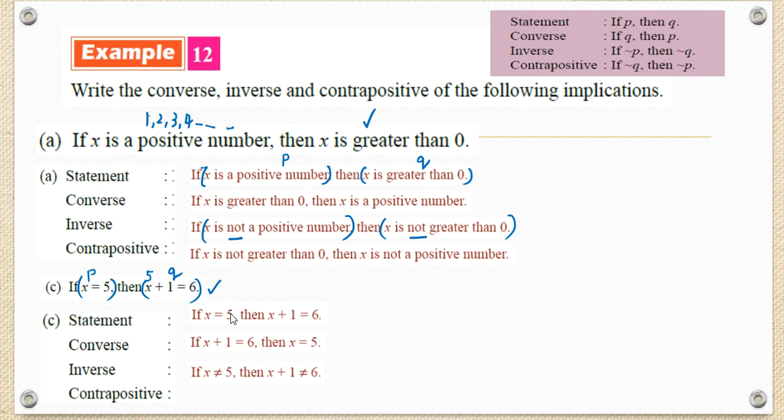Inverse means you negate. Negation of your P and negate your Q. So x equals 5 will become x is not equal to 5. If x is not equal to 5, then x plus 1 is not equal to 6. The equal sign becomes not equal. And contrapositive means you change the two positions here. If x plus 1 is not equal to 6, then x is not equal to 5.